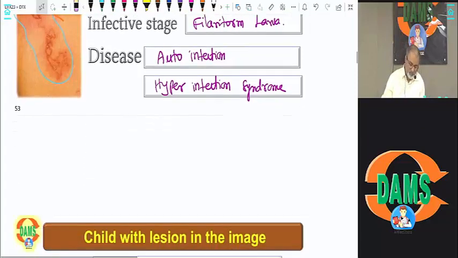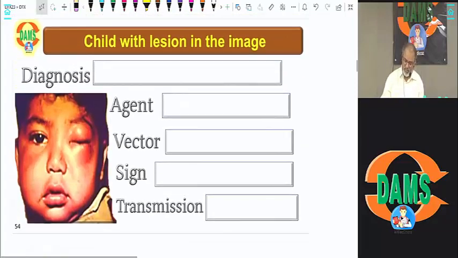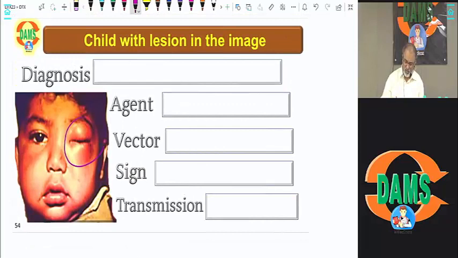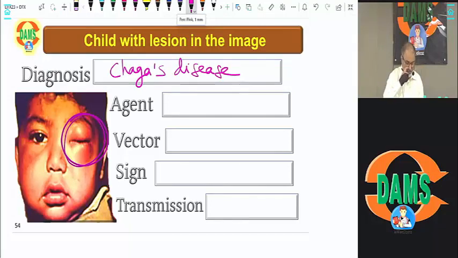Next is a child with this image. What is it called? Unilateral periorbital edema with ptosis. Yes, this is called Romana's sign. The disease is called Chagas disease.